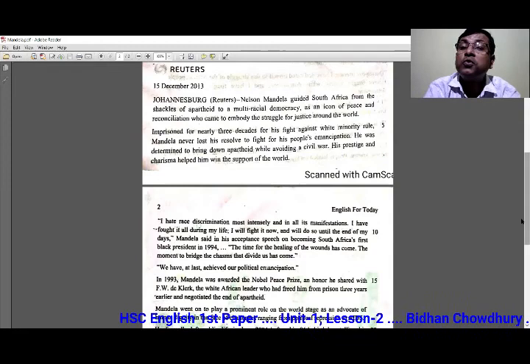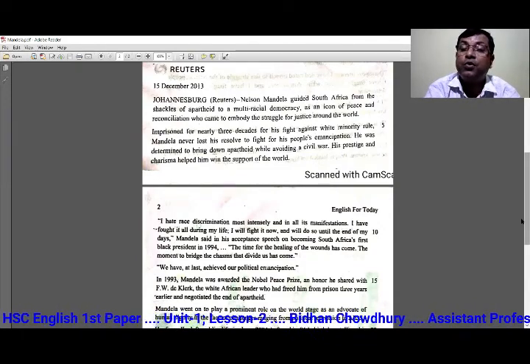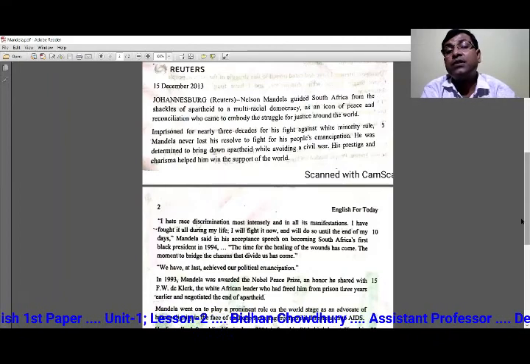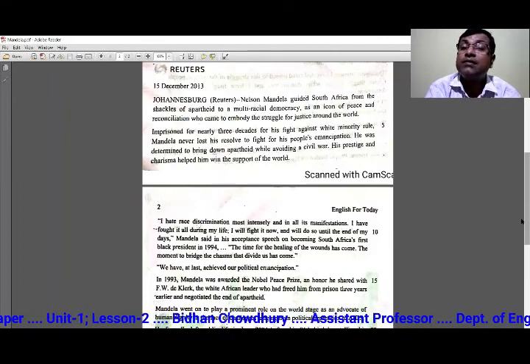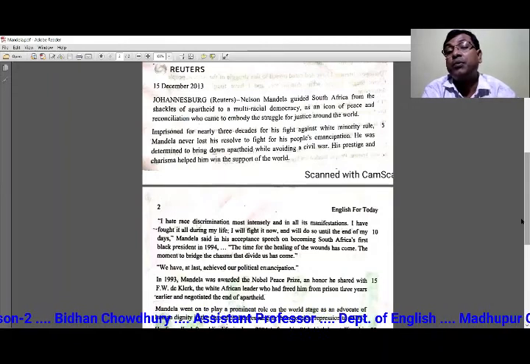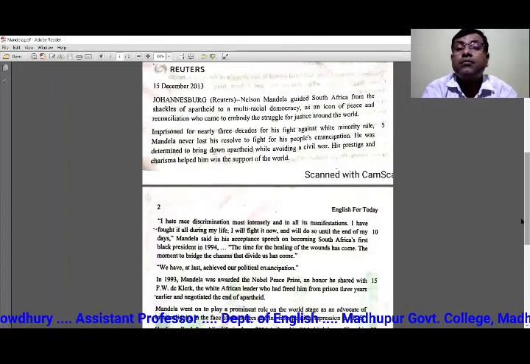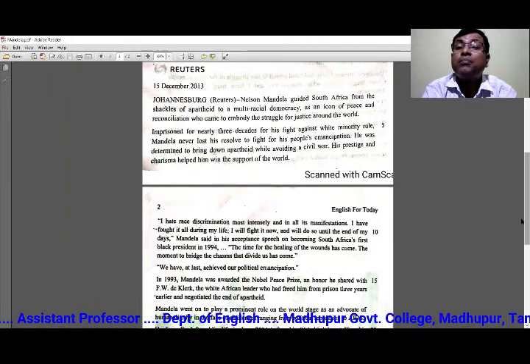Why was he put in jail? Because he fought against white minority rule. You know, my dear students, the word apartheid. What does the word apartheid mean? It is very essential to know the meaning of this word. The word apartheid actually means a black law.